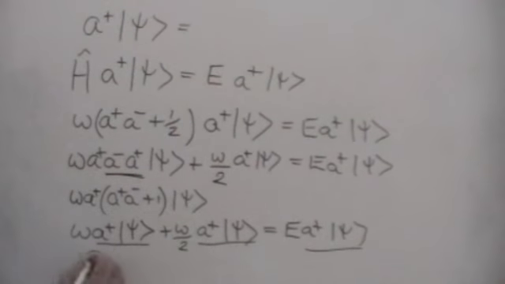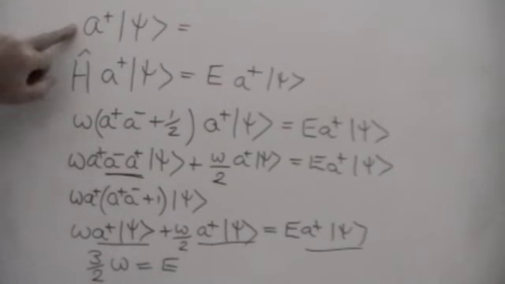So in each case we've got an A plus psi. So what have we got? We've got omega plus omega over 2, which is of course 3 over 2 omega, equal to E. Now you'll remember that for the ground state that we started with, E was omega over 2. We derived that several minutes ago. So by acting with A plus on psi, we have effectively increased the energy by omega. And of course we now know that you've got to put an h bar in here, because that's the way to convert frequency to energy.